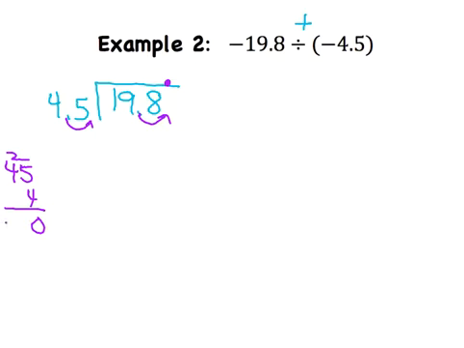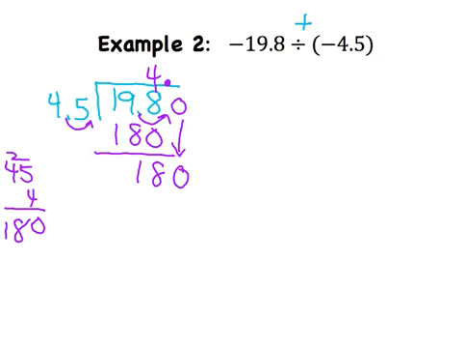45 goes in 180. So that looks about right, doesn't it? 4 times into 198. Subtract. Bring down a 0. 45 goes into 180 again, 4 times. And there is no remainder. So we know it's positive, so our answer is 4.4.